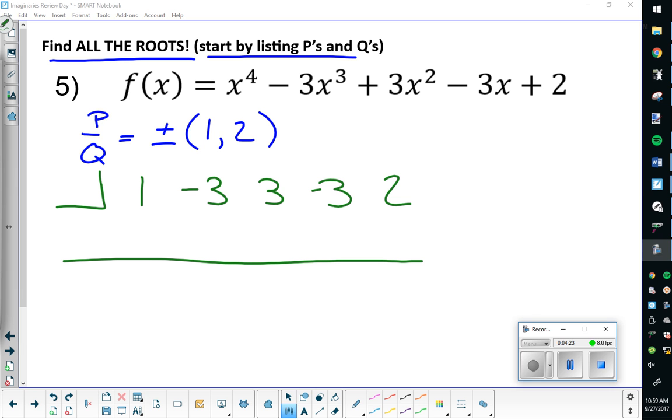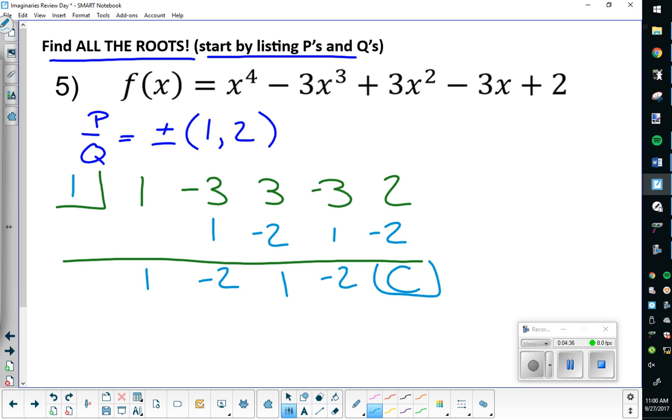We're going to test 1 to start, so I put 1 in the box, drop the 1, multiply, add, multiply, add, multiply, add, multiply, add. I got 0, yay for me. Okay, great. That means this 1 up here is a 0. It is a root. That is one of my answers. This was an x to the 4th problem, and I just found one of my answers.